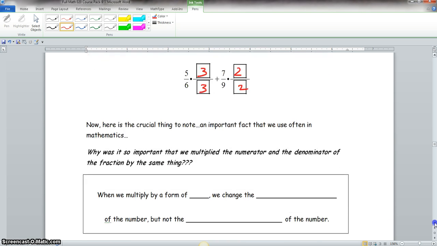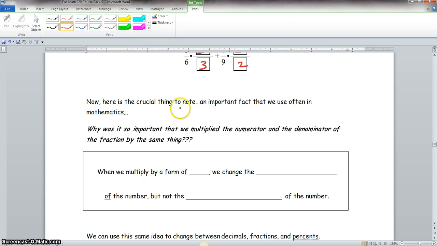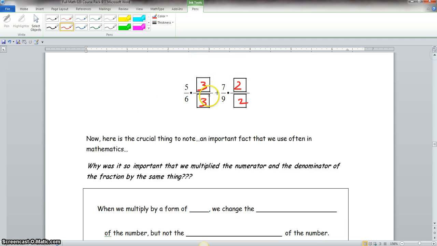Okay, now here's a crucial thing to note, an important fact that we use often in mathematics. Why was it so important that we multiplied the numerator and the denominator of the fraction by the same thing? That is because if we multiply the numerator and denominator by the same thing, that equals 1. And we know anything times 1 hasn't changed the problem. So that's why we multiply the numerator and denominator by the same number. So it's really not changing the problem.